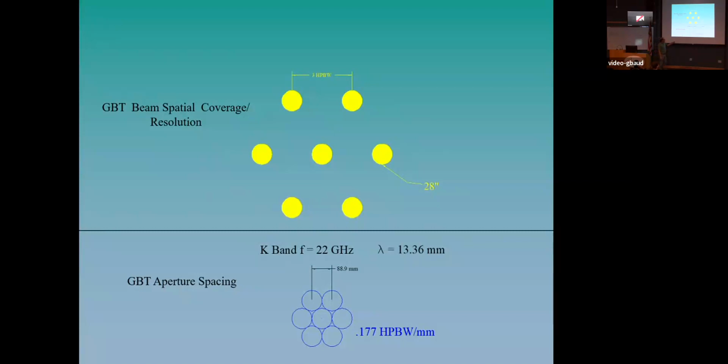There was a question earlier about the plate scale. The plate scale for K-band is 0.17 half power beam widths per millimeter. That's just determined from the GBT optics.